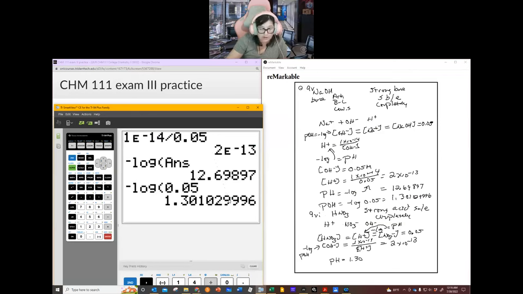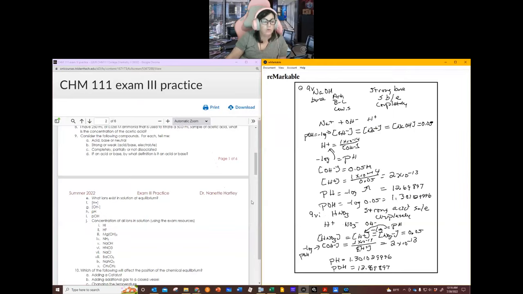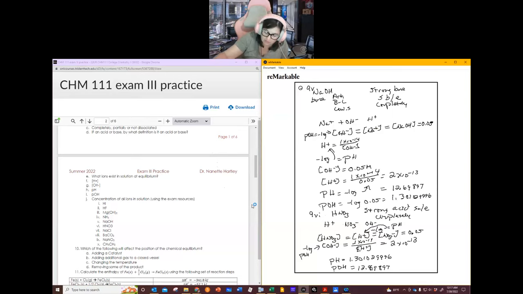Our pH is then going to be 1.301029996, and our pOH is going to be equal to 12.69897. Okay, so same values, just opposite sides, because we were talking about base and now we're talking about acid. Whew. Okay, fine.